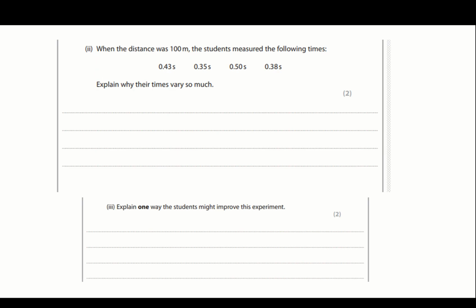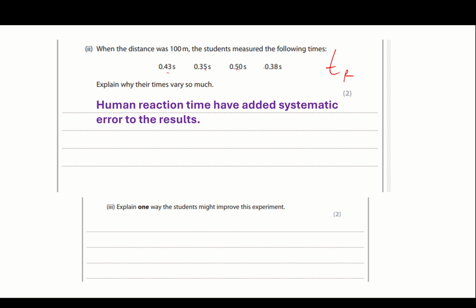When the distance was 100 meters, the students measured this, so we can see they vary quite a bit, which you would expect. Why? Well, they've got different reaction times. What's this going to do? It's going to add systematic error. So we've got random error, things due to temperature changes, slight difference in conditions as we run the practical. And then there's systematic error where we've not designed the practical as well as we could in terms of how we take our measurements. And as I said, we could have used microphones and things like that to improve it, which comes up in a second. So why do their times vary so much? Human reaction times, 1 mark, have added systematic error to the results.